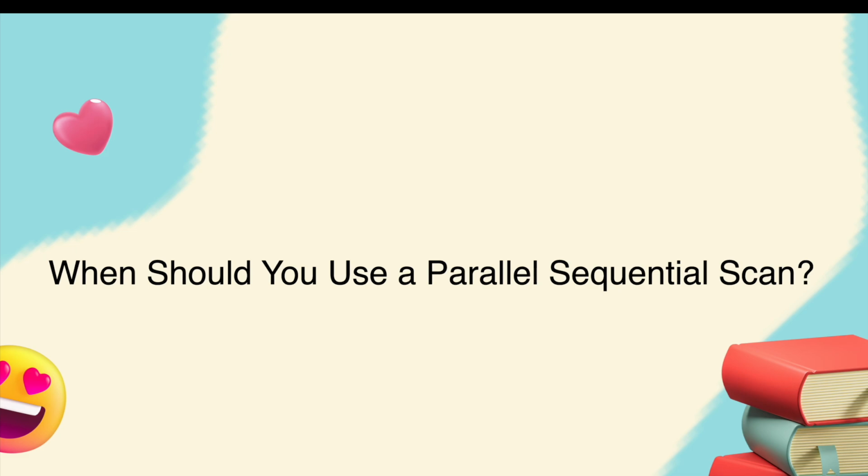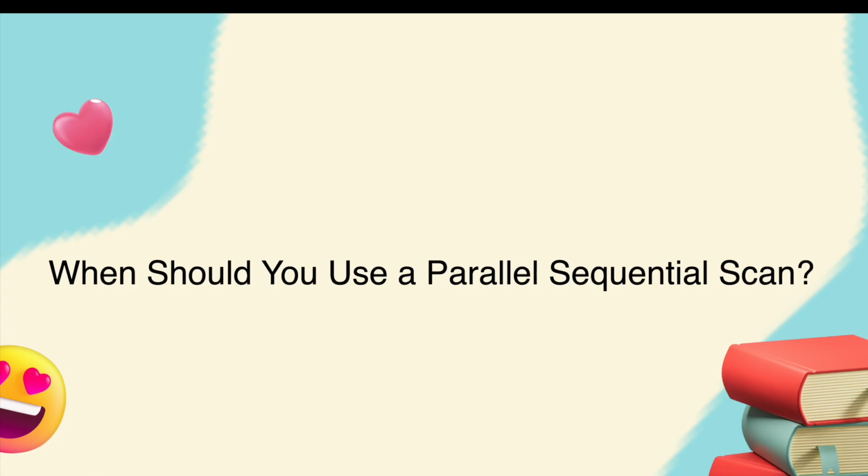Another thing is batch processing. You may execute batch queries, and parallel sequential scan is apt for those. The second thing is when your system has enough CPU cores and memory to support parallel workers, then you can go for the parallel sequential scan. Parallel sequential scans are less effective for small tables or queries that return few rows, as the overhead of coordinating workers can override the benefits.